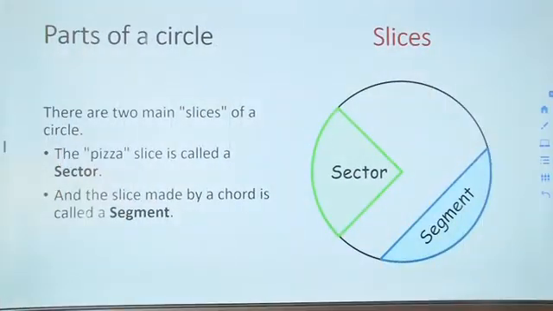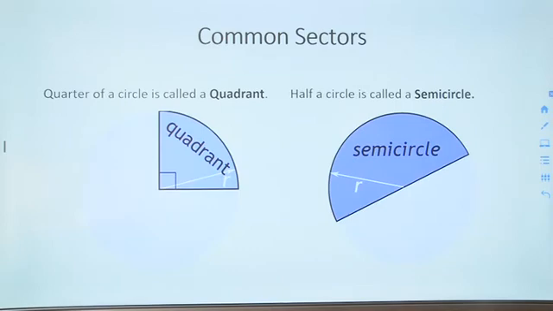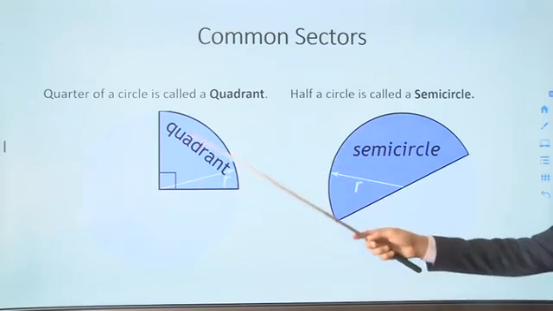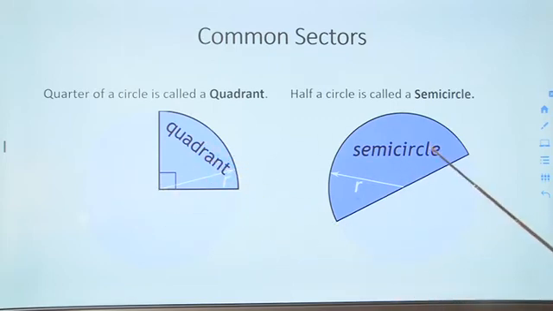And now other parts of a circle, they are slices. This part is called a sector. The sector looks like a pizza slice, and this part made by a chord is called a segment. A quarter of a circle is called a quadrant. So in a circle we have 4 quadrants, and a half circle is called a semicircle.